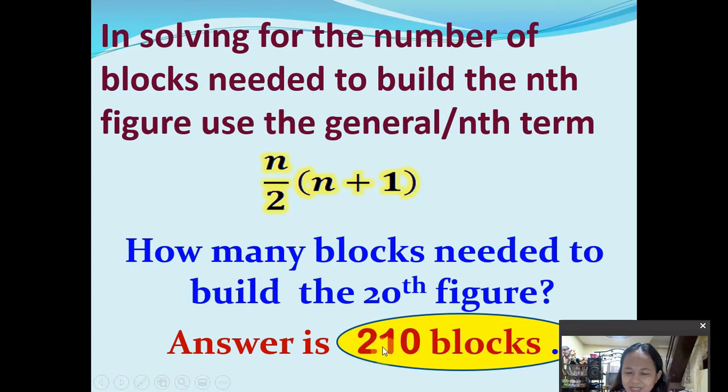Again, how did we get 210 blocks? That is 20 over 2, that's 10, times 20 plus 1, that's 21. So 21 times 10 is 210 blocks. So as easy as that.